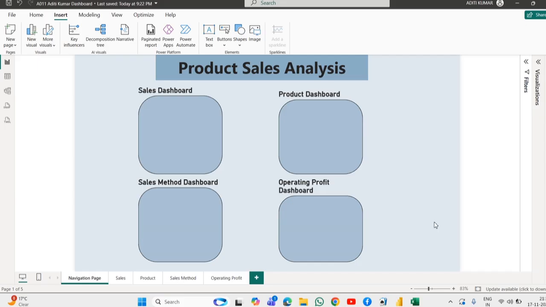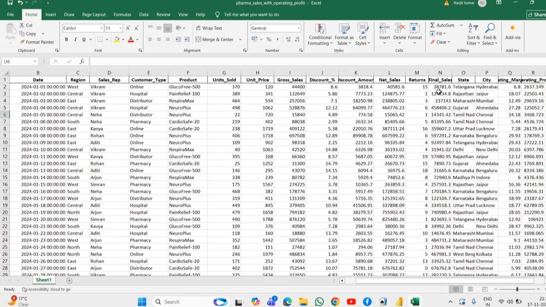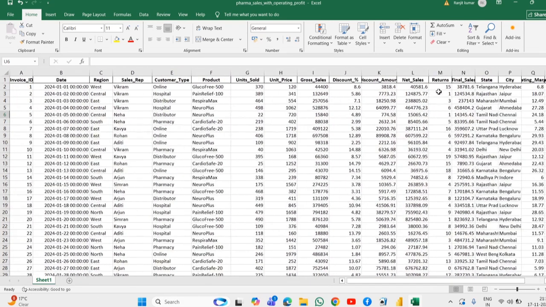So before we begin the walkthrough, I would like to briefly describe the dataset used for this analysis. The dashboard is built using a pharmaceutical sales dataset imported from MS Excel, consisting of around 1,000 rows and approximately 18 columns. The dataset includes key business parameters like customer type, product, units sold, unit price, discount amount, gross sales, net sales, returns, final sales, states, city, operating margin, operating profit, date of transaction, and several other fields.